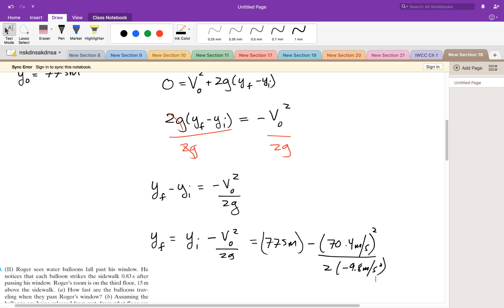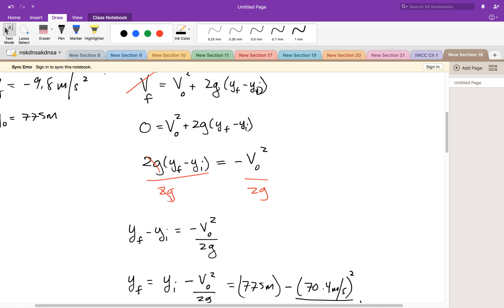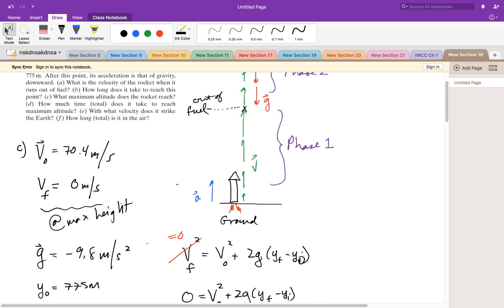And so let's see what we get here. So it's going to be 775. There's a minus minus, so the whole thing is going to become a plus. So when I add all these things together, I get a grand total of about 1,028 meters. So that is the answer to part C.